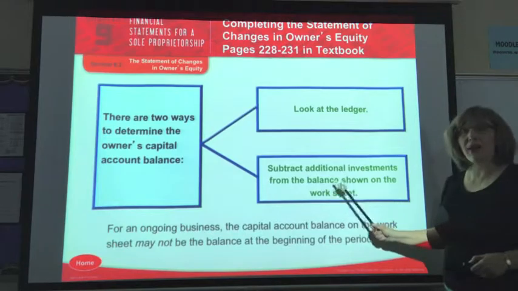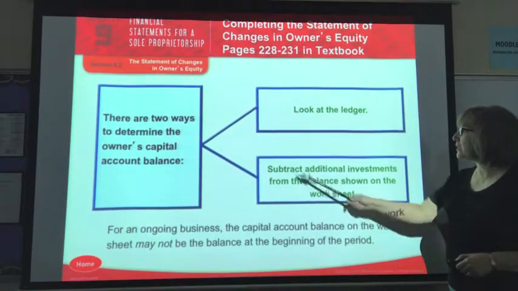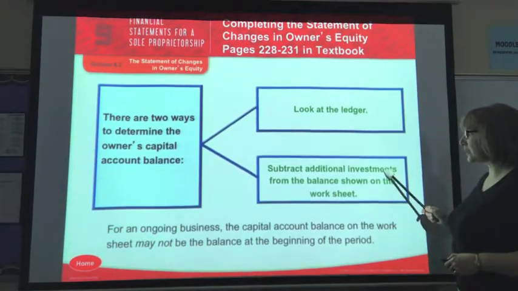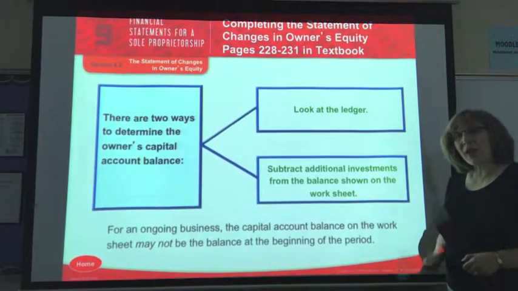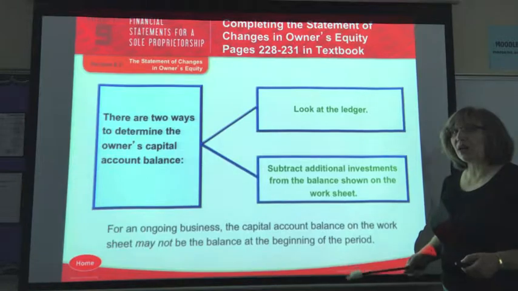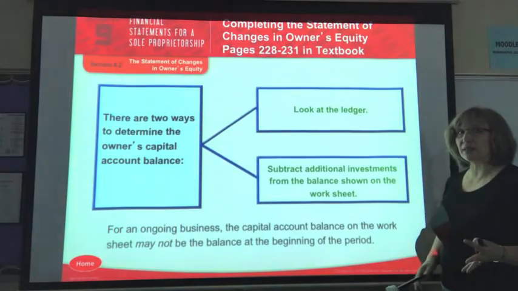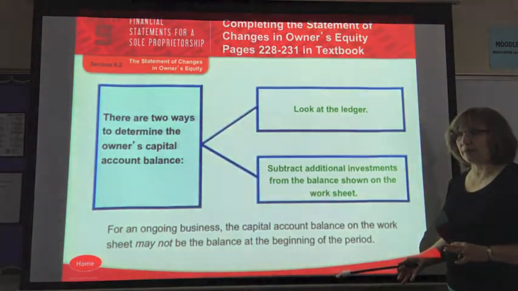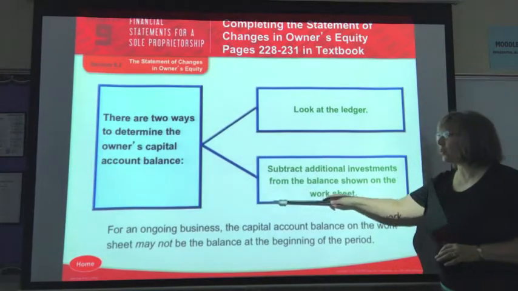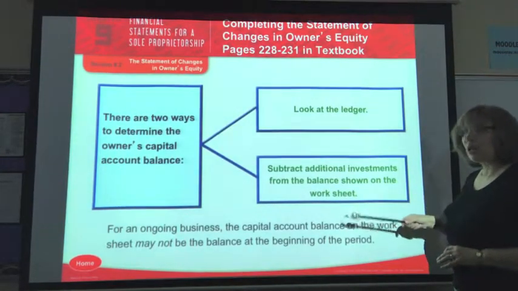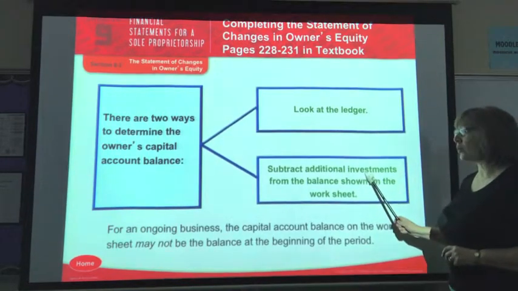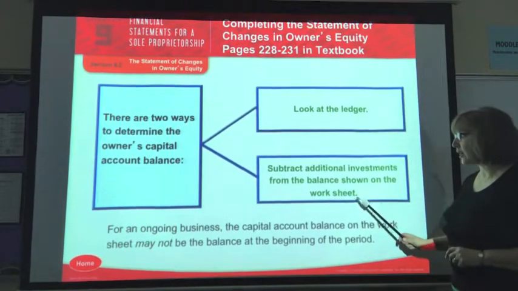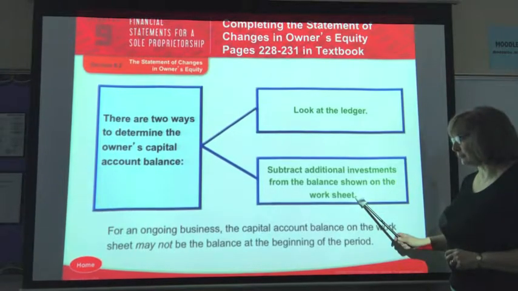The other way, and you're probably going to have to use this in this chapter because you won't have access to the general ledger, is to subtract any additional investments from the balance shown on the worksheet. So the balance on the worksheet is actually a combination of your beginning balance and any investments that were made. In the assignments that you're going to be doing in chapters 9 and 10, you're going to be told whether or not there were any additional investments. If there were, we're just simply going to subtract it from the balance you see on the worksheet.